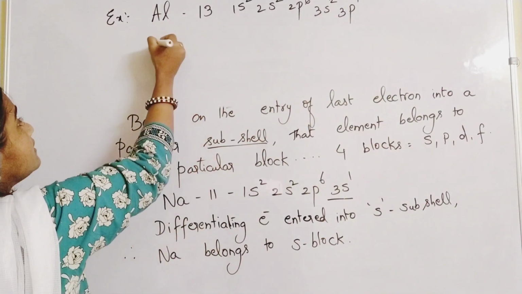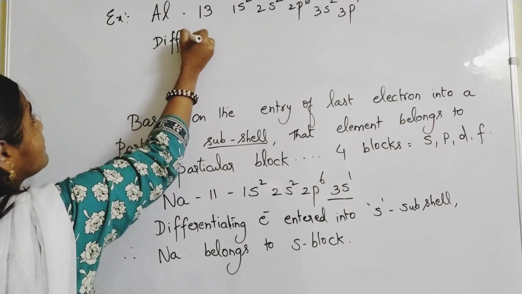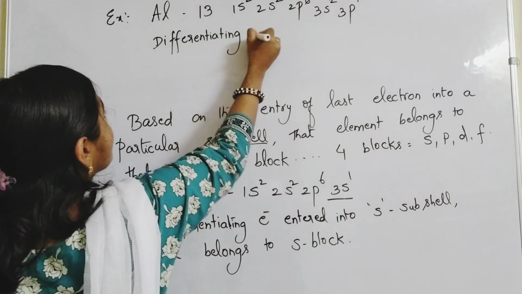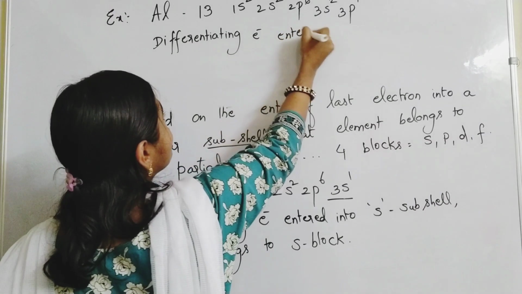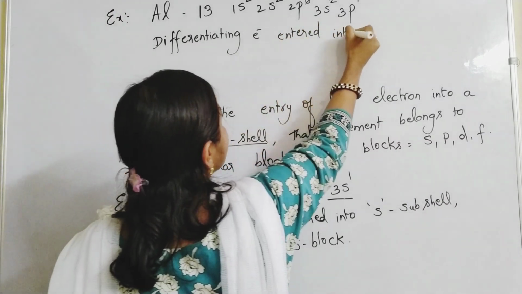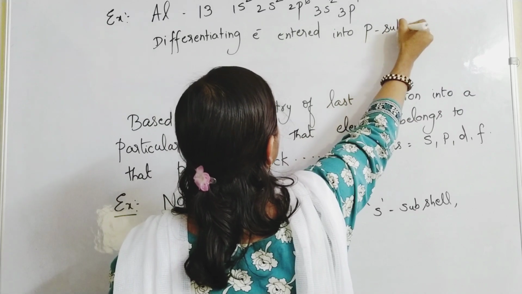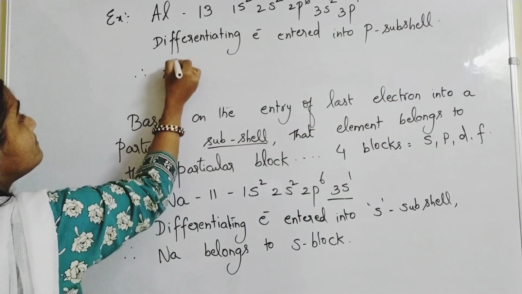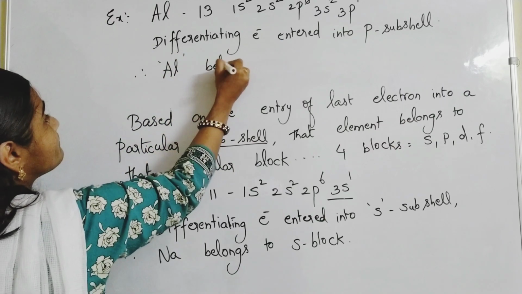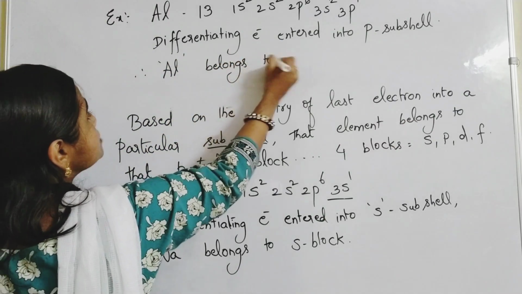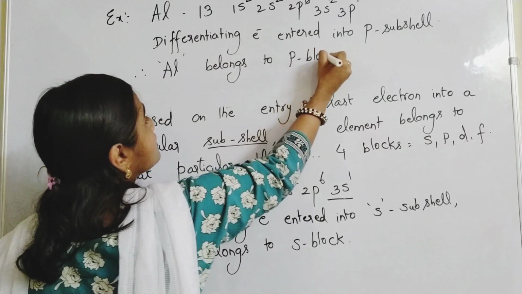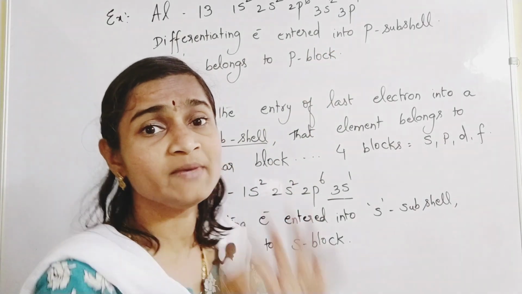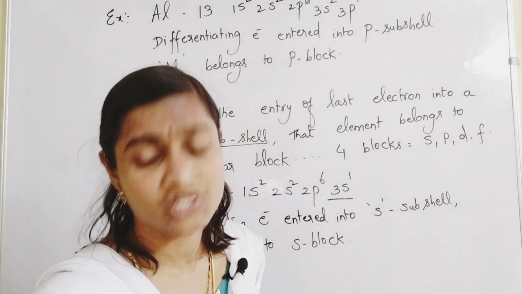Now, the differentiating electron entered into the p subshell. Therefore, aluminium belongs to the p block, based on the electronic configuration only. Everything is based on electronic configuration only.